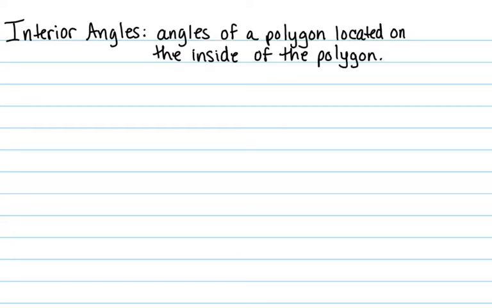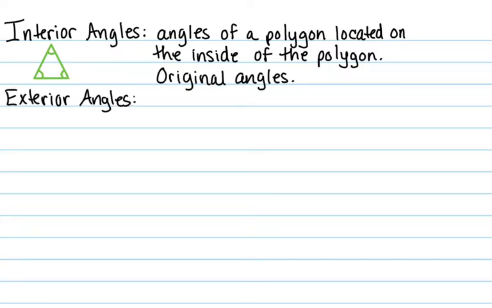Interior angles are angles of a polygon located on the inside of the polygon. And in this figure to the left, you can see I drew a triangle with the angle symbols in the corner, and that's just symbolizing the inside or the interior angles. Interior angles are also known as the original angles.